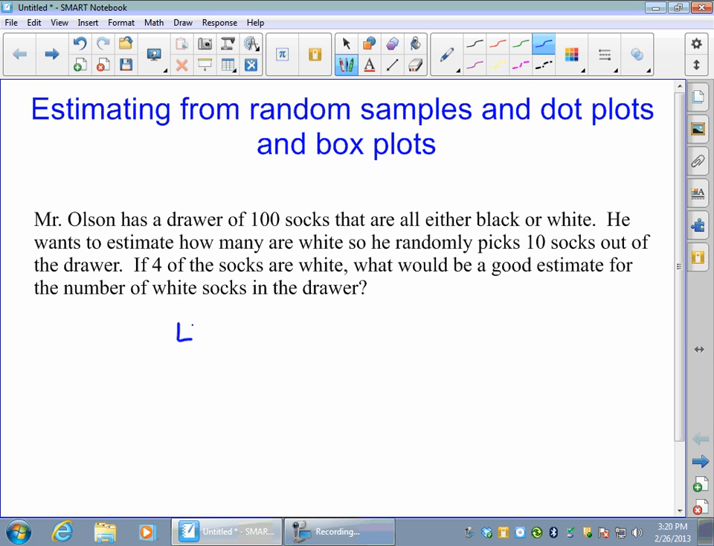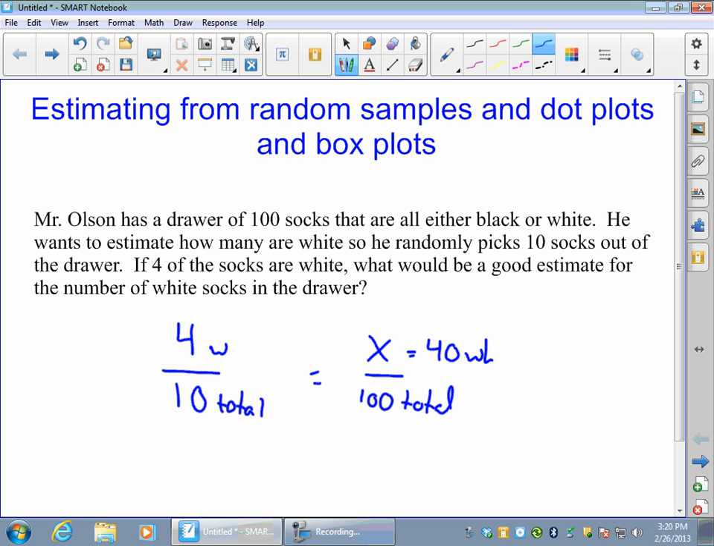This one's pretty easy and straightforward because the numbers are nice. I picked 4 out of the 10 were white. So 4 white out of 10 total. I want to know how many would that be out of 100 total. And this is a proportion we could easily solve with cross multiplying and dividing. I think most of us probably see right away, 10 times 10 is 100, so I'd do 4 times 10. X would be 40. I would guess that there's probably about 40 white socks.